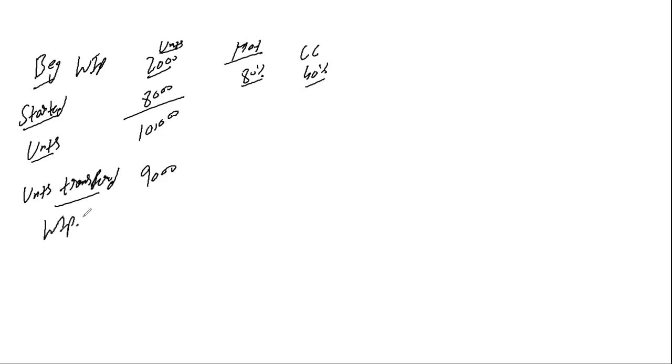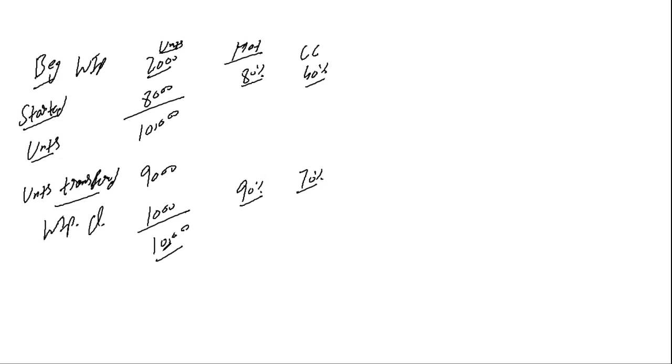Next, we have work in process closing. How much do we have? 1,000, and 90% completed with respect to materials and 70% completed with respect to conversion cost. Like that, we have 10,000.